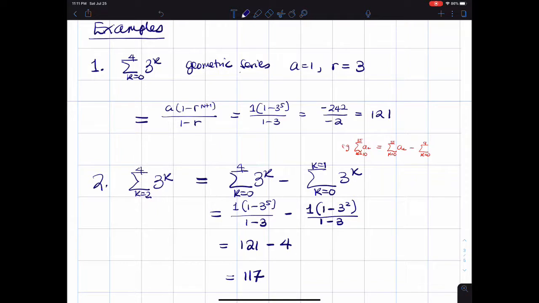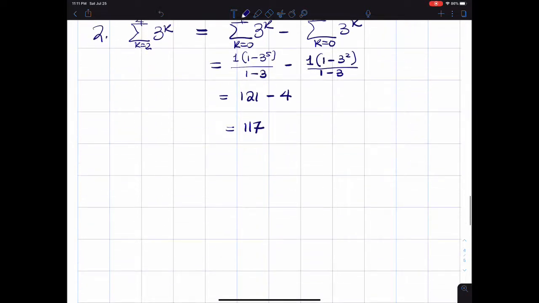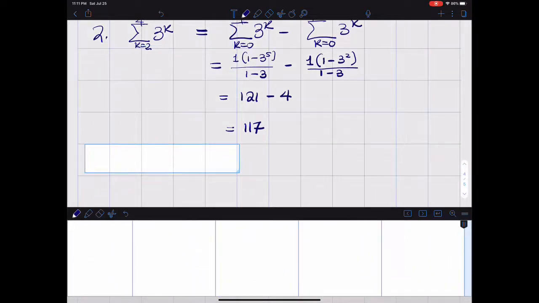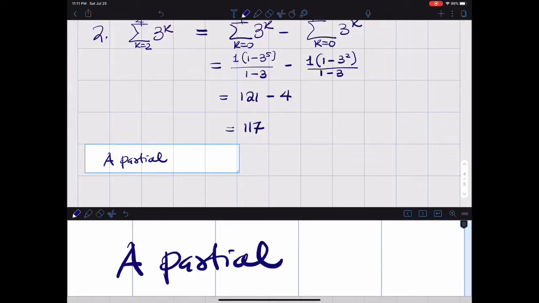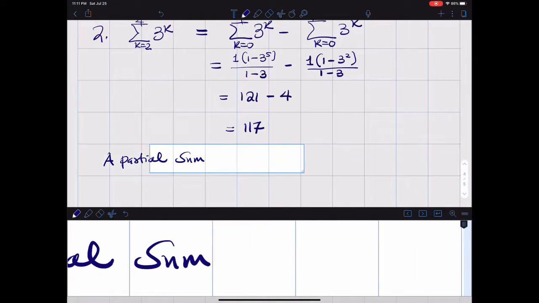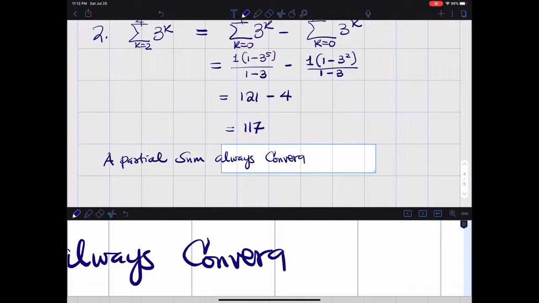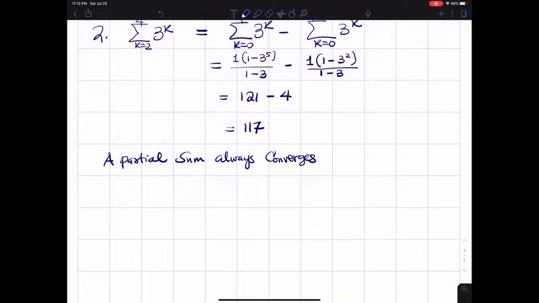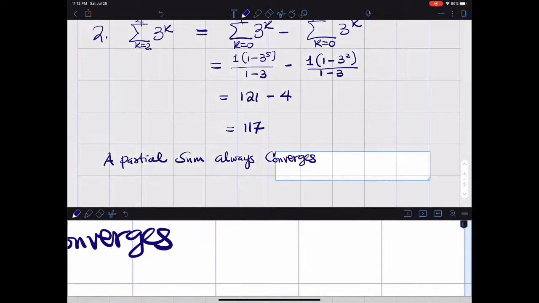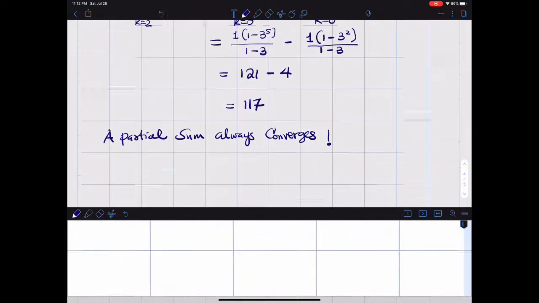All right, so make sure you remember this. I'm going to write it down. An infinite series diverges or converges. A partial sum always converges, because it stops somewhere. These are all partial sums.